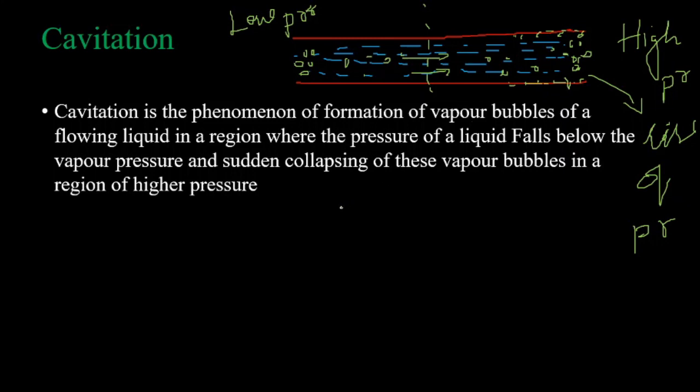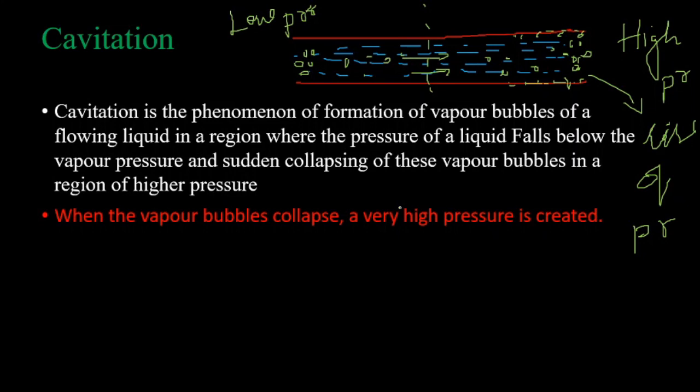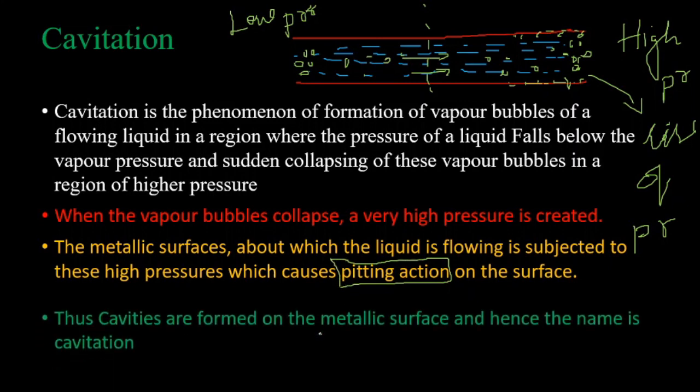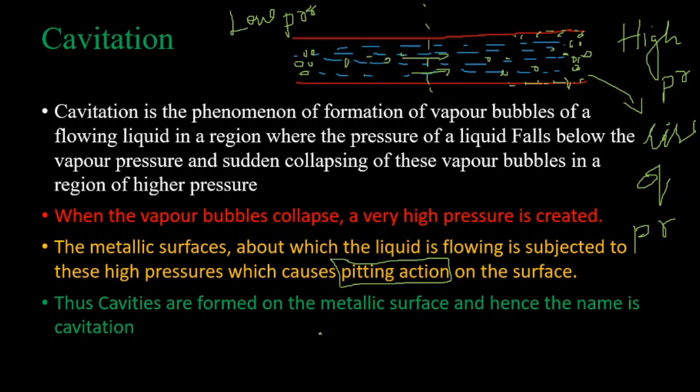So what is cavitation? Cavitation is the phenomenon of formation of vapor bubbles of a flowing liquid in a region where the pressure of the liquid falls below the vapor pressure, and the sudden collapsing of these vapor bubbles in a region of higher pressure. When the vapor bubble collapses, a very high pressure is created. So the metallic surface about which the liquid is flowing is subjected to this high pressure, which causes what? Heating action on the surfaces. This heating action is converted to cavities. Thus cavities are formed on the metallic surface, and hence the name cavitation. So this whole process is called cavitation.